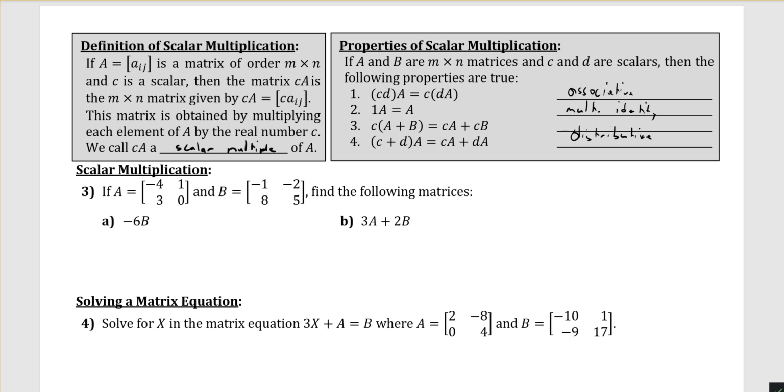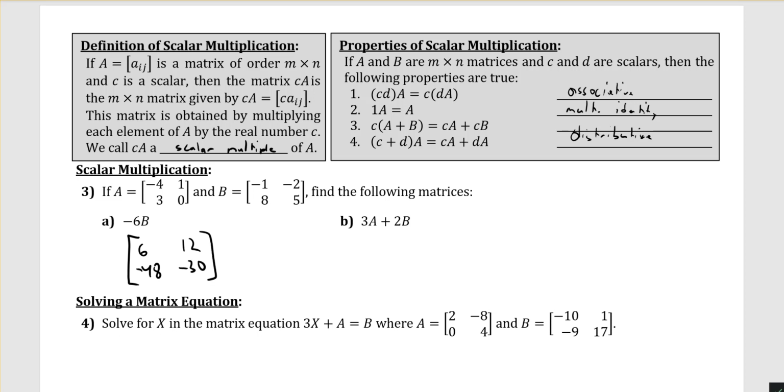And it does commute with scalar multiplication. But if we're looking at this, negative 6b is just going to take every element of b and multiply by negative 6. So negative 1 times negative 6 gets me 6. Negative 2 times negative 6 gets me 12. 8 times negative 6 gives me negative 48. And 5 times negative 6 gets me negative 30.